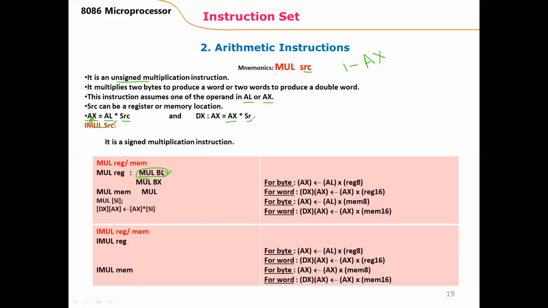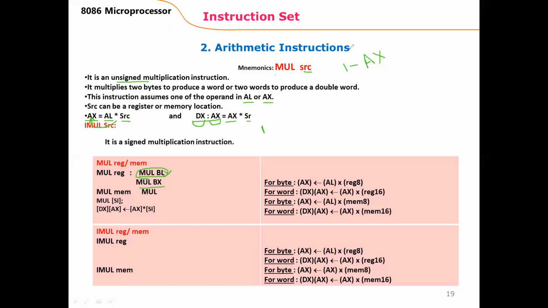Similarly, if we perform 16-bit operation, one number is stored in AX, another number may be a 16-bit number. Source can be, for example, the next example, MUL BX. BX is a 16-bit register, then this will multiply BX content with the AX, and a total of 32 bits we need. So by default, the result will be stored in combination of DX and AX, means lower 16 bits will be stored in AX and higher 16 bits will be stored in DX. This we will understand by using one example later.